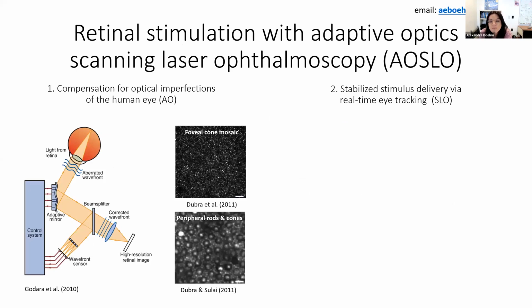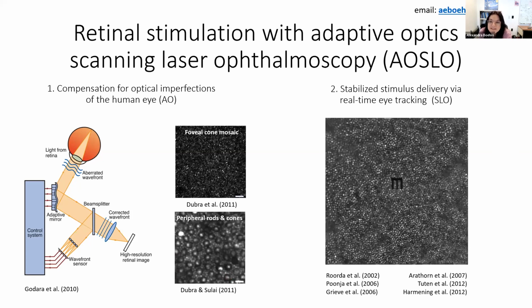The first of which is compensation for optical imperfections of the human eye, which is achieved by this adaptive optics portion of the device. So a wavefront sensor is used to measure irregularities in the wavefront of light as it's reflected back from the subject's retina, and then a deformable mirror is used to correct for the wavefront aberrations that are measured, so that the light coming back from the retina is then corrected optically, allowing for high resolution imaging. So shown here are images from Alf Dubra and his colleagues with the dense cone packing shown in the foveal center, and then the larger cones surrounded by rod photoreceptors in the periphery.